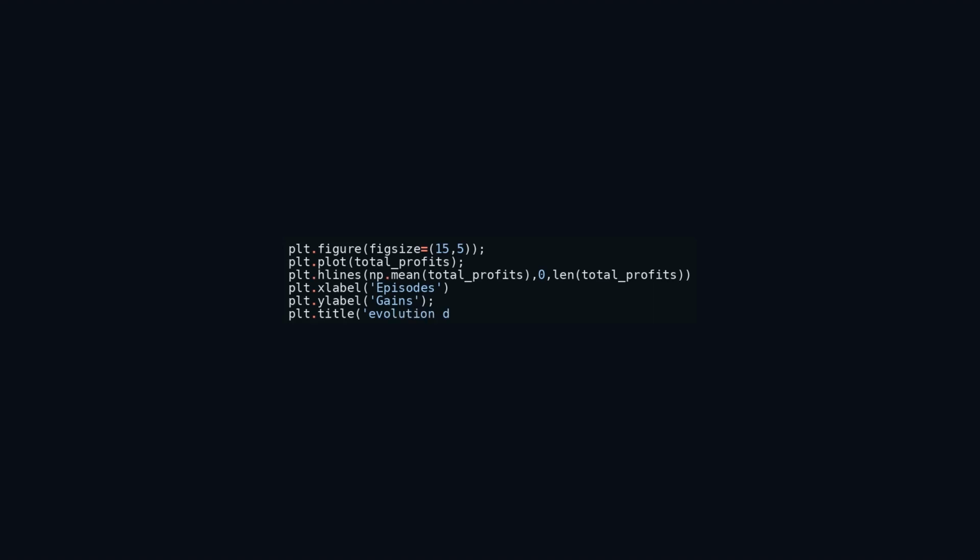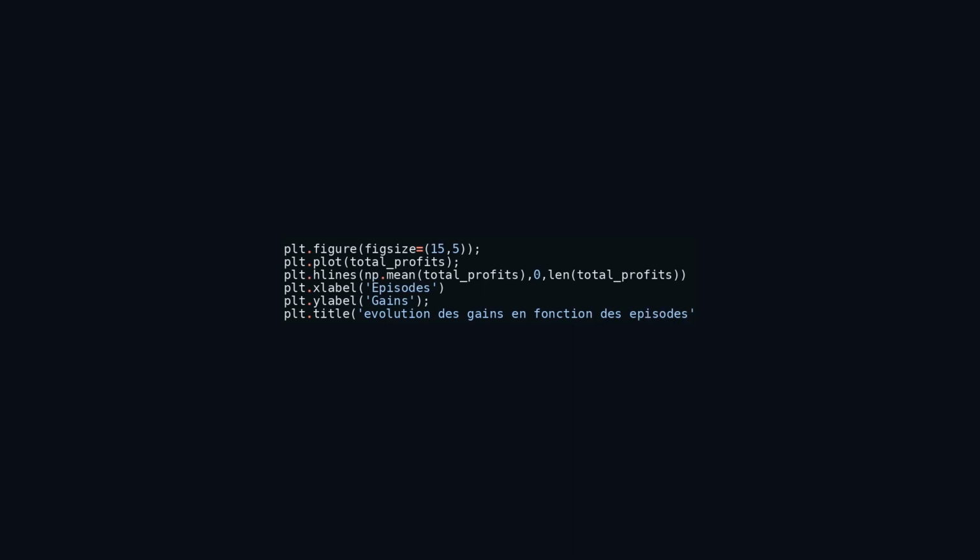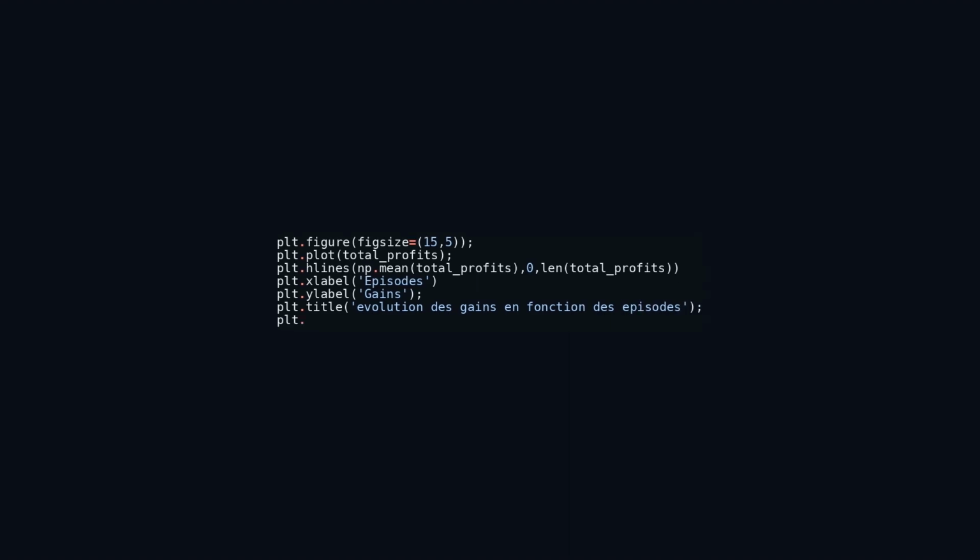6. Titling the plot "Evolution des gains en fonction des épisodes" with plot title, translating to evolution of gains over episodes. 7. Enabling a grid on the plot by invoking plot grid to facilitate data comprehension and visualization.